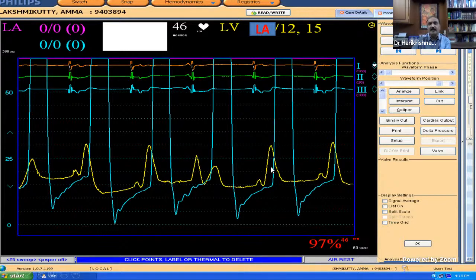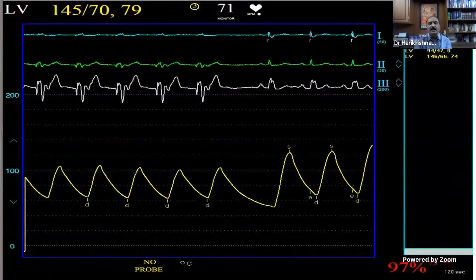So you have to always look at the ECG. This is to make you understand that. Then I will show you another trace. So what is this? What is this tracing?